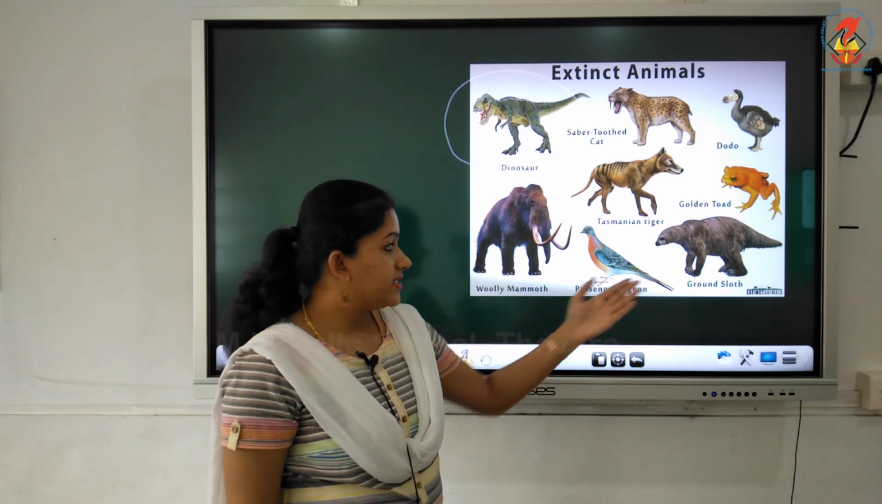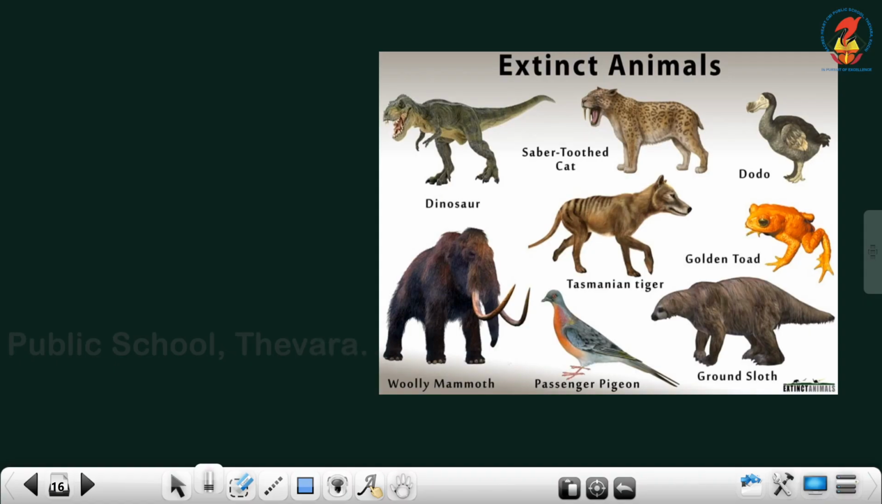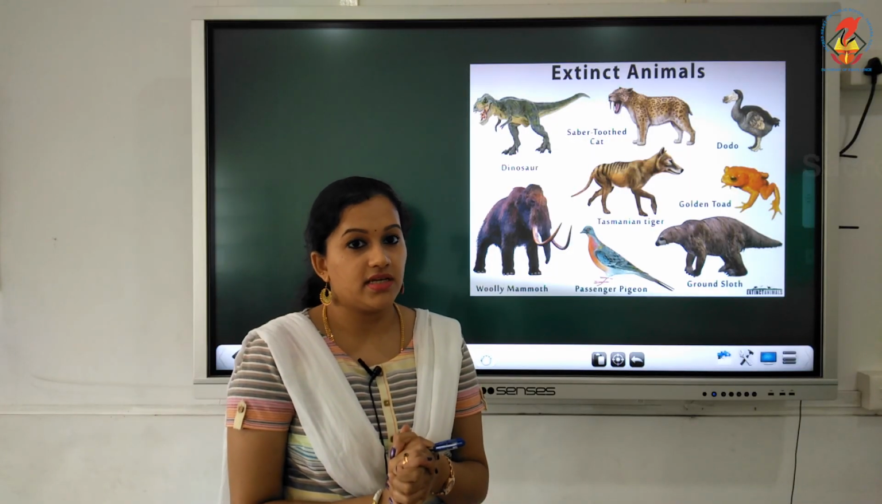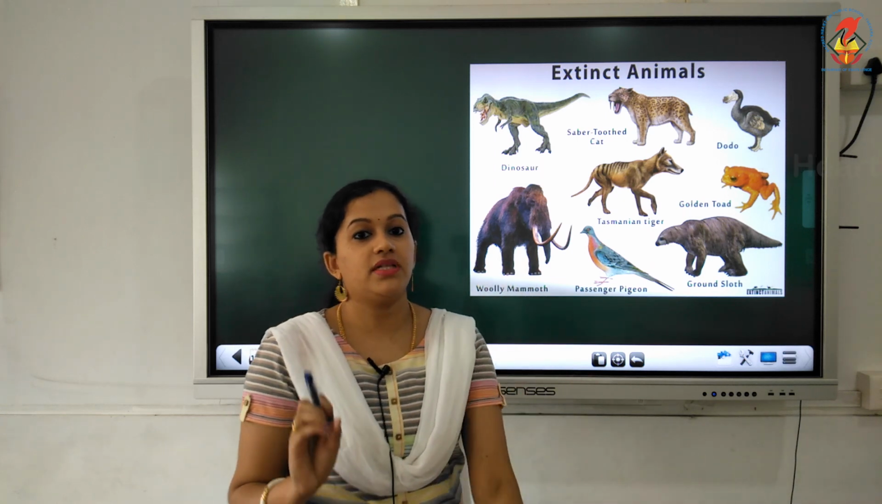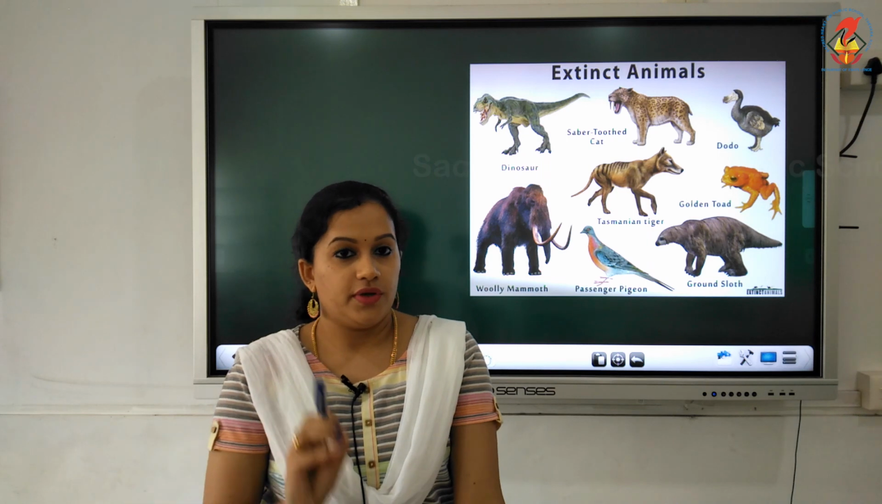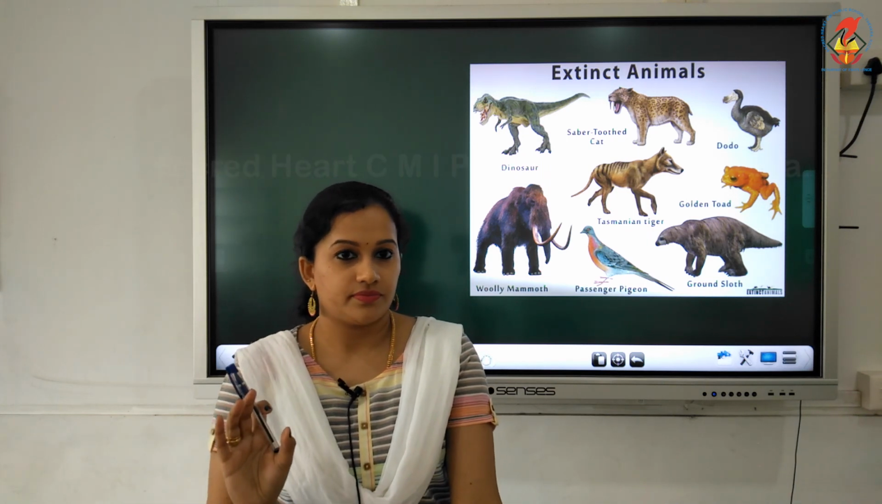Woolly mammoth is an example. Passenger pigeon is also an extinct animal. Dodo, saber-toothed cat, Tasmanian tiger, all these are examples of extinct animals. That means they are no more on earth. None of them exist, all of them died out. Okay, that is about the extinct animals. If you want to see such animals, you can only see them in films or in educational videos.